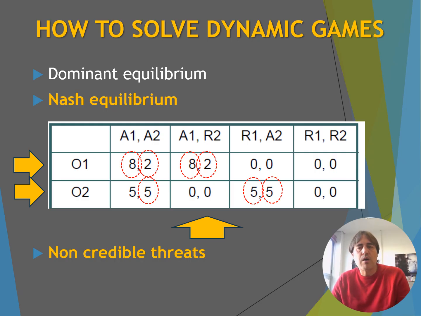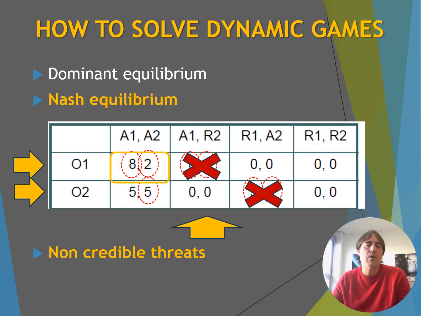Notice that the same occurs with the equilibrium O1, A1, R2. It also contains a non-credible threat. In contrast, the equilibrium O1, A1, A2 doesn't contain any non-credible threats because all players behave optimally in every situation, even the hypothetical ones.